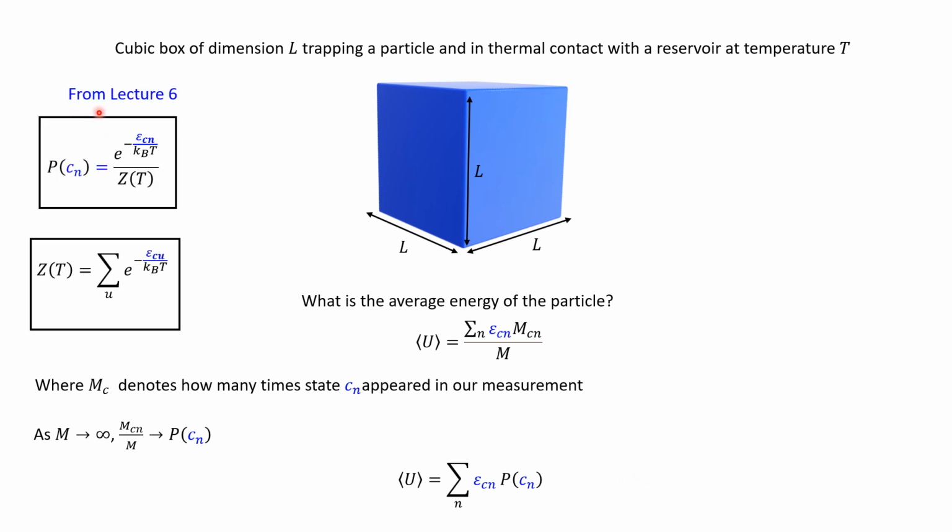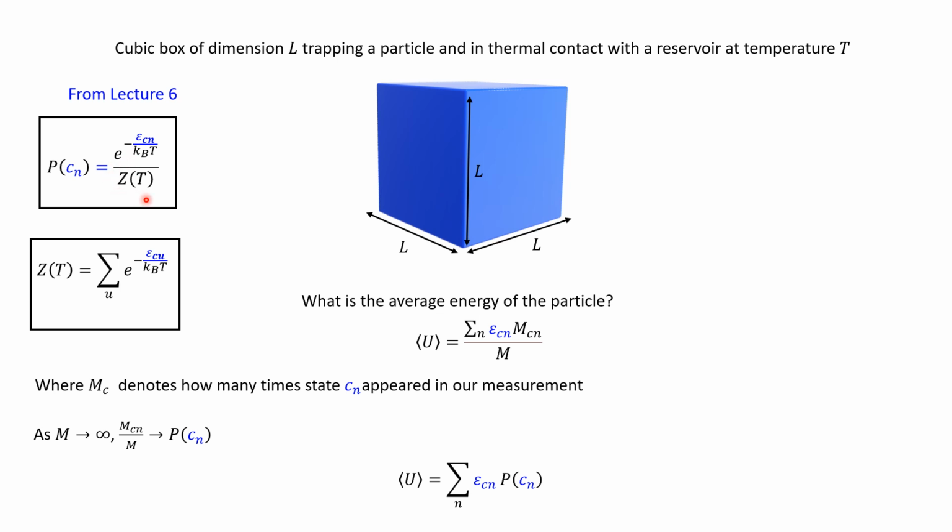Now in lecture 6, we learned that the probability of finding system A in a state Cn when this system is in thermal contact with a reservoir at temperature T is given by this expression. This is exactly the situation we have. Our system A now is the system particle in a box, so we can use this expression to obtain the probability of finding our system A in a state Cn.